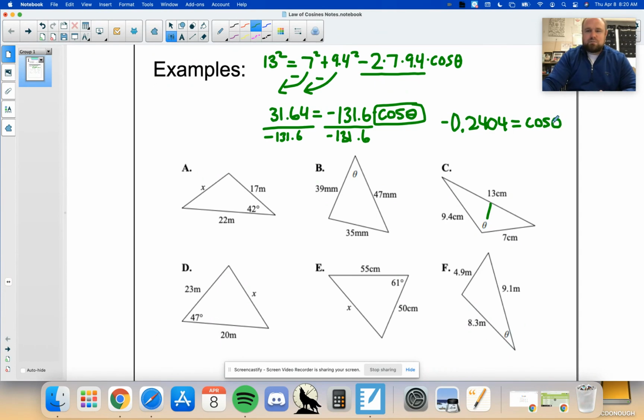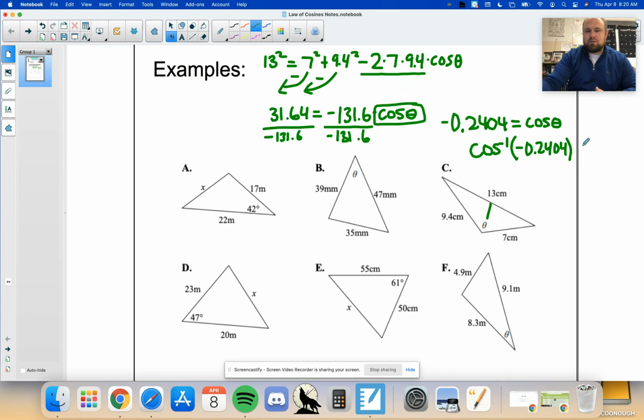Again, I've mentioned this before, but I'll say it again. Anytime you're looking for angle theta, you're typically going to use an inverse. So I'm going to do the inverse cosine, so cosine inverse, in order to isolate the theta by itself. So cosine inverse of negative 0.2404.